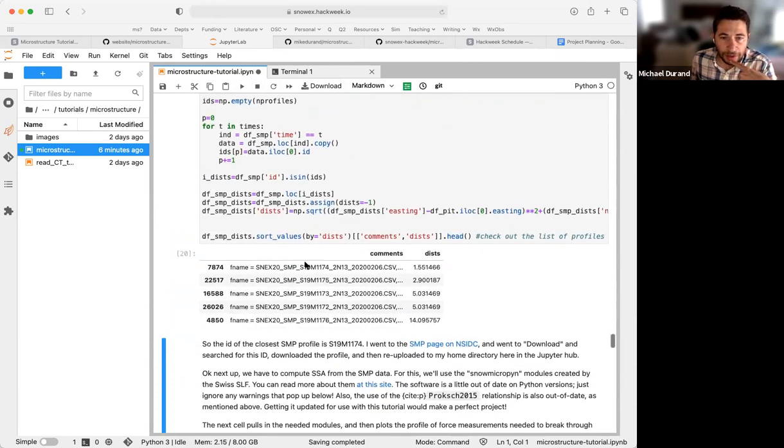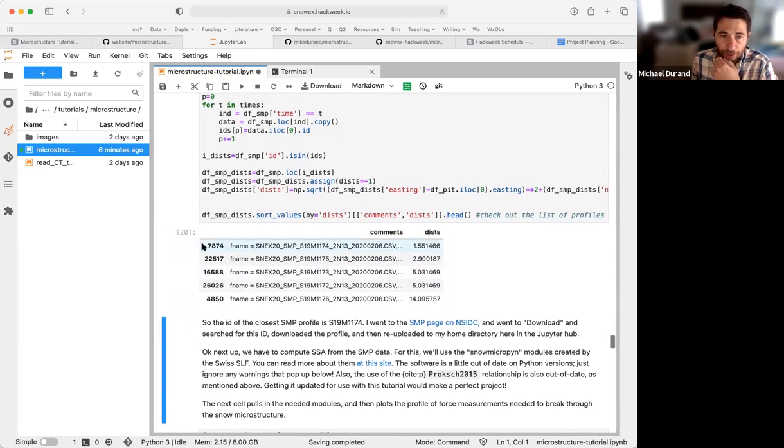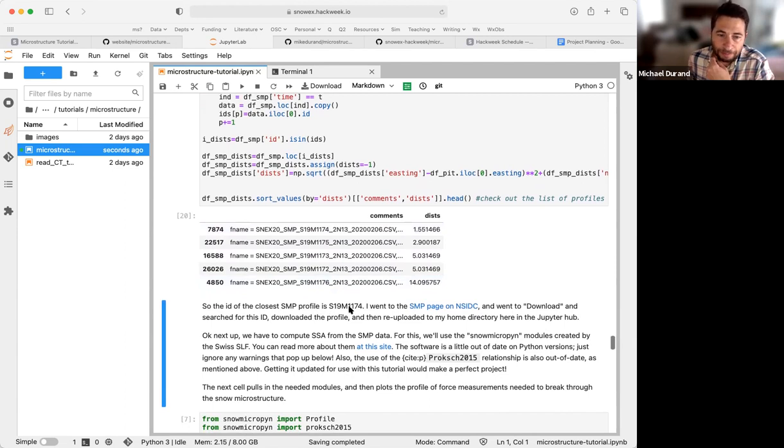And then return the sorted values as a data frame. So what this is showing here is what we're actually going to use in the next step, so this one kind of matters. These are IDs. The column on the right is the distance between the SMP location and the pit location, and over here is the actual raw file name. So the ID of the closest profile is actually 1174.